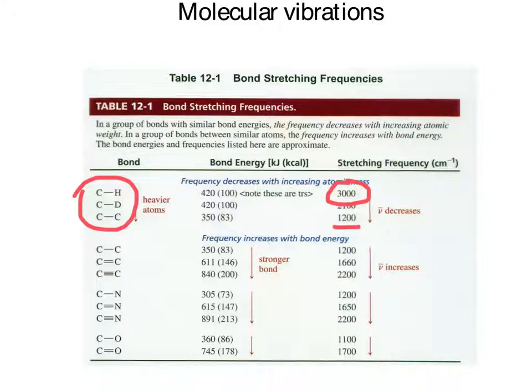Now it takes more energy to excite a carbon-carbon double bond because it's stronger, and so you see that moves from about 1,200 to about 1,660. The carbon-oxygen double bond absorbs around 1,700, very similar to the carbon-carbon double bond, but is significantly stronger. And we see that there's a varying increase in the frequency as we move towards more bonds. That makes sense because there's a stronger connection between those two atoms, so it requires more energy to stretch them.